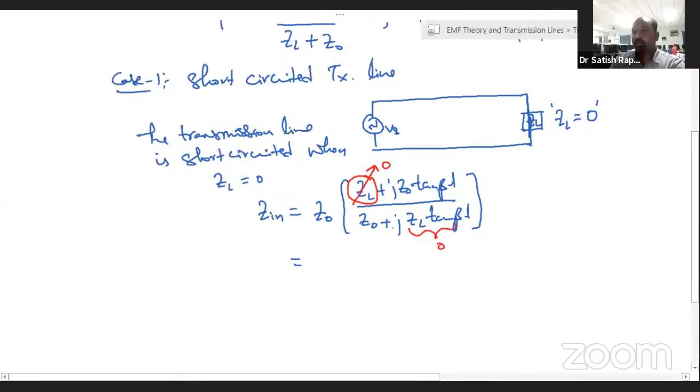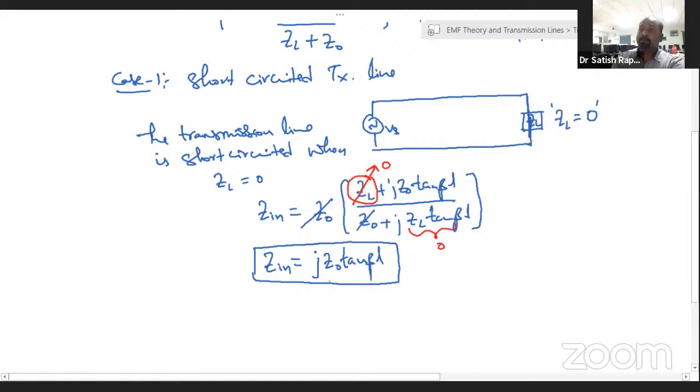What will we get here? If this term is 0, Z naught and Z naught will get cancelled, and we will have j Z naught tan beta. Input impedance is equal to j Z naught tan beta. Therefore, for a short circuited transmission line, the input impedance Zin is equal to j Z naught tan beta L.